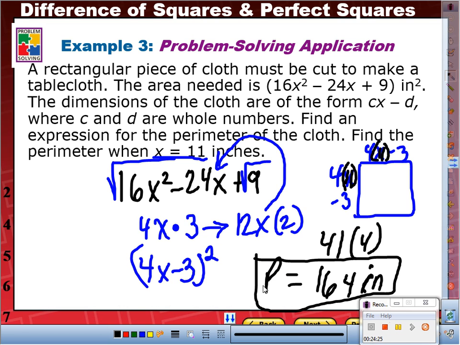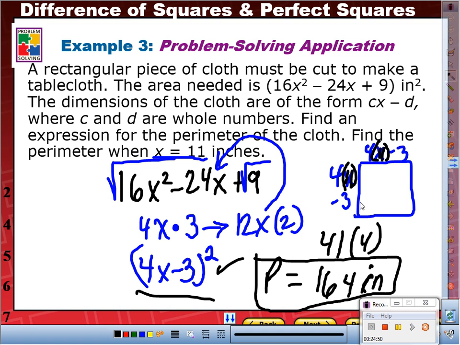But you have to put both answers. Do we have to box both answers? No, they're just asking first for the dimensions. We wrote the dimensions here, and then here's the perimeter. For non-word problems, do we have to simplify all the way, past 4x minus 3 squared? Just as long as you leave it as a factor, like this.